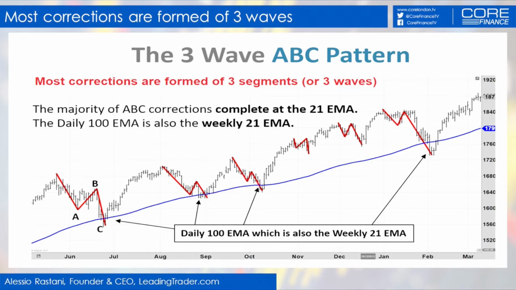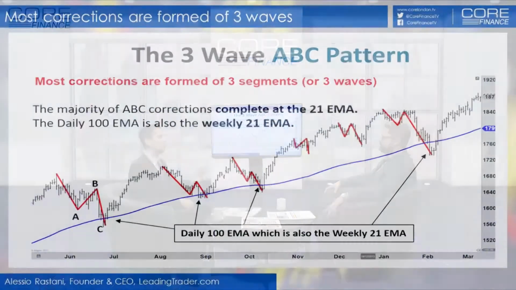And you see that these three-wave corrections usually tend to complete at the 100 simple moving average. I recommend your viewers always put the 100 daily moving average on the chart, which, by the way, the 100 SMA, I put EMA, I think it should be SMA. The 100 simple moving average usually is about the same level as the weekly 21 moving average, so the two usually are in unison. Not always, but most of the time.